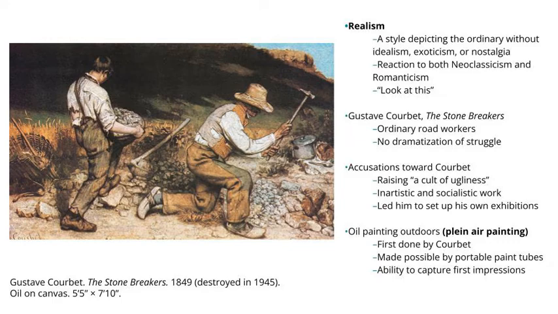So this was first done by Courbet, and it was made possible because of the invention of portable paint tubes, which people didn't have before. And this really helped artists have the ability to capture their first impressions of a space instead of getting so caught up in their head thinking about it and all of the studies that they would have to do to then go home and paint it later. It really kind of opened up a more loose and free way of working.